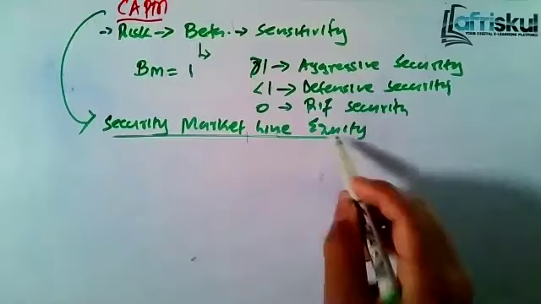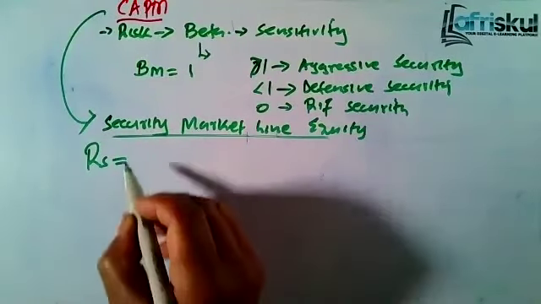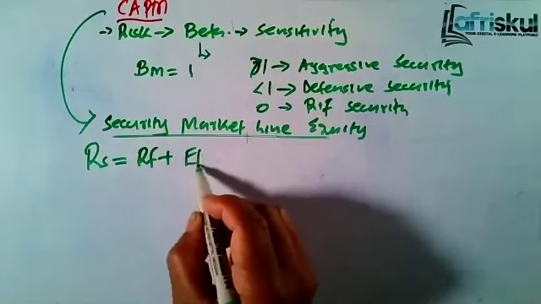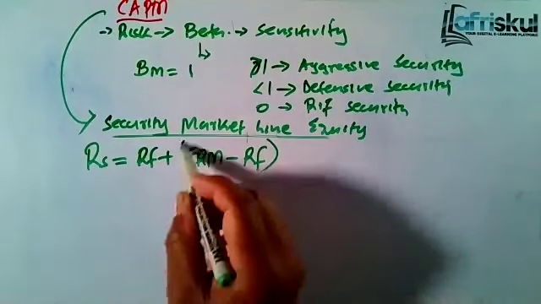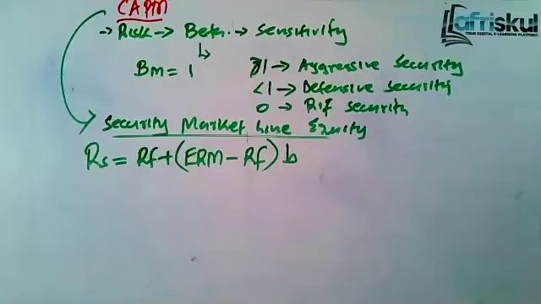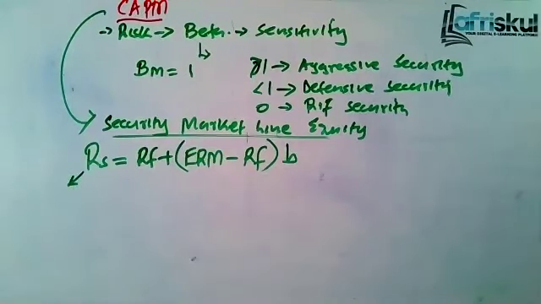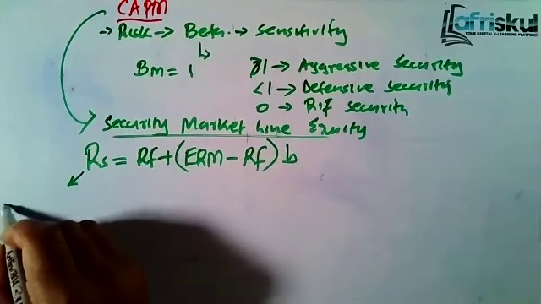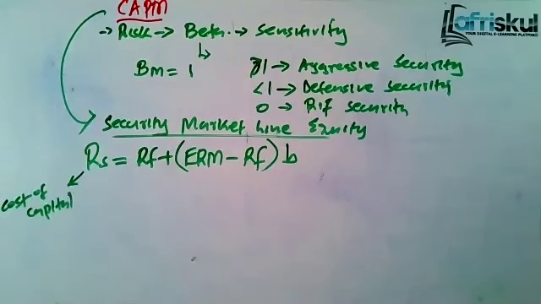To get the return of the security, you take the risk-free rate plus the expected return of the market minus the risk-free rate, multiplied by the beta factor. This formula can also be used to get the cost of equity, which is the same as the cost of capital. So that was the equation.